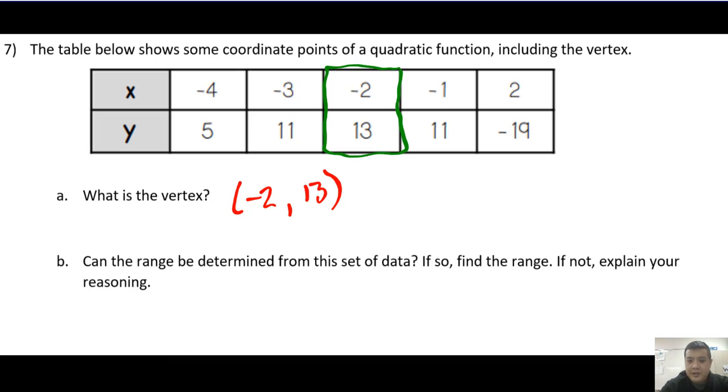Can the range be determined from this set of data? If so, find the range. If not, explain your reasoning. Well, we said that this is going to be a maximum because this right here, 13, is higher than the ones next to it. So it should look something like this. And if this is -2, 13, we're going to have a range of 13 and less.